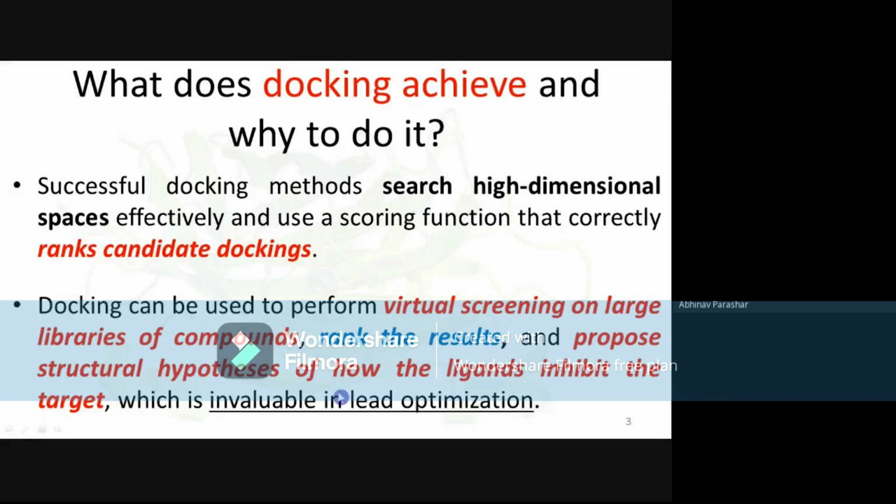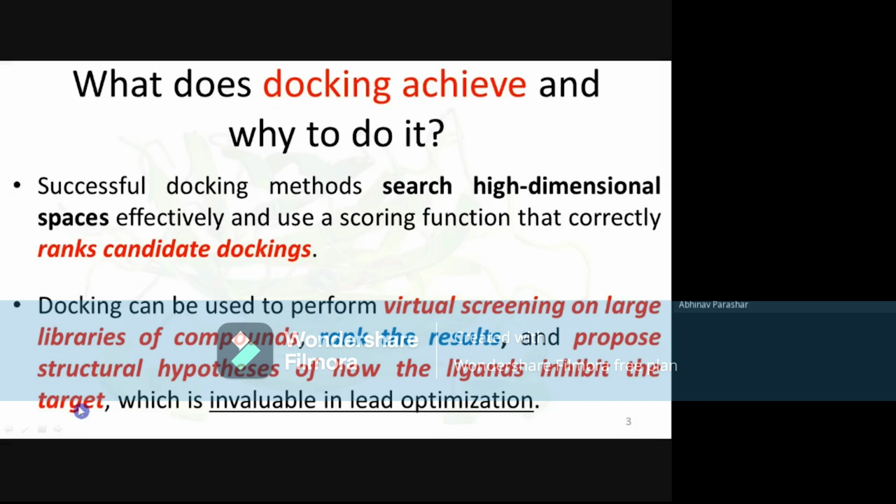So we cannot do a screening of molecules when the library is quite large. So virtual screening on large libraries of compounds is the first thing. The second thing is we rank the results, as I just explained, so that we get to know which is a better molecule, which is a better pose, which is a better site where the binding is happening. And third, we can propose structural hypotheses of how the ligand inhibits the target. This you can relate to something which is going on now.